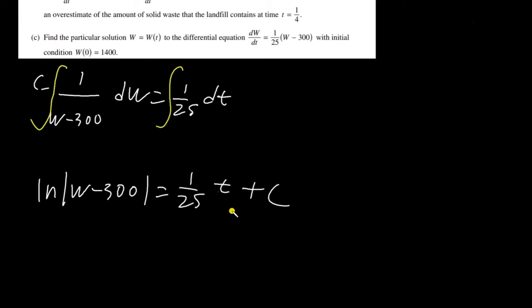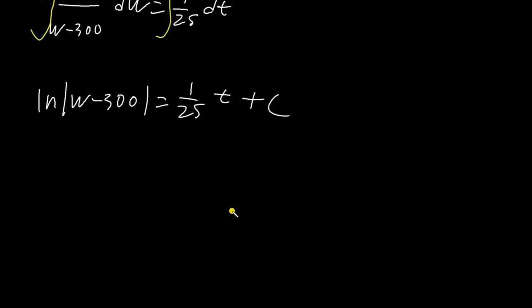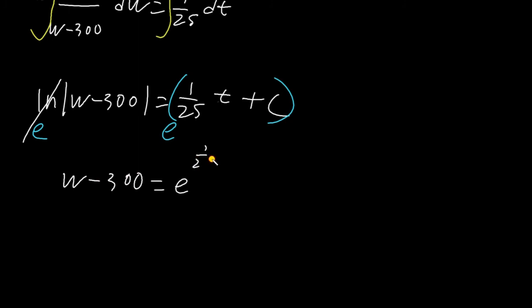Now we need to solve this for w. So the first thing I'll do to get rid of the natural log is I'll put an e as the base for all of these things. Okay? So the e and the natural log will cancel out, and we're just left with w minus 300 equals e to the 1 over 25t plus c, okay? Now we'll add 300.